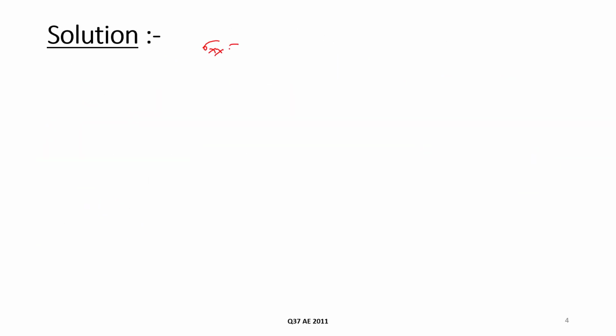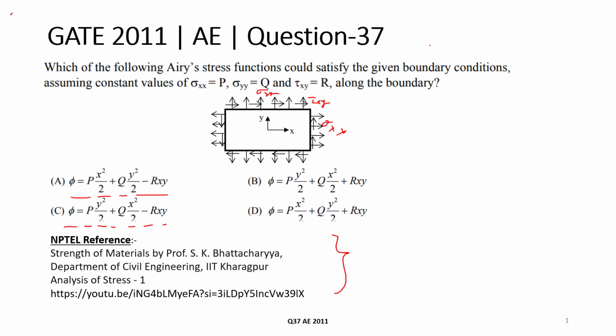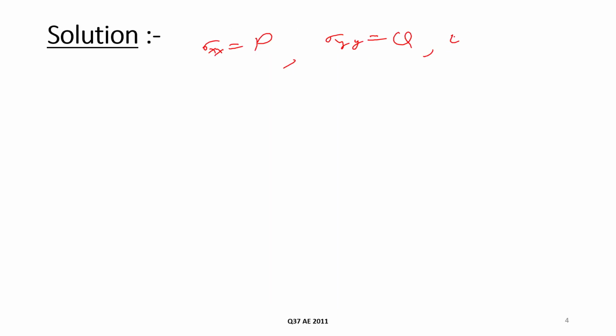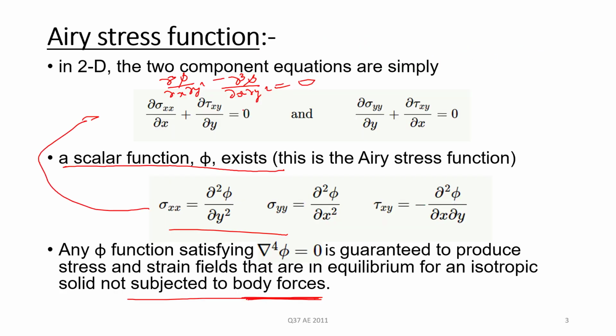Sigma xx equal to p, sigma yy equal to q, and tau xy equal to r. So first we will see this definition of the Airy stress function.